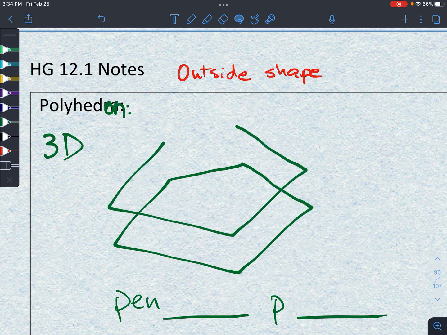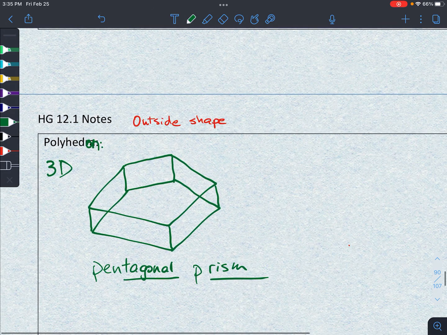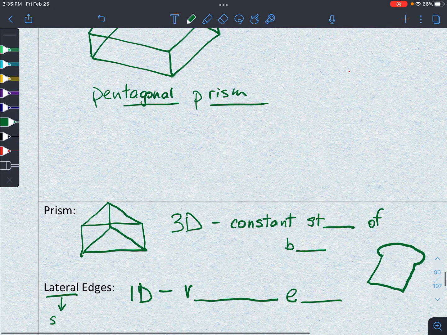The best way to do this is you take a duplicate of your base, lift it off the ground, and then you construct your vertical edges as they were. And now we have a polyhedron, three-dimensional, and this one here is a pentagonal prism. More about prisms in just a moment. But it's a 3D shape.